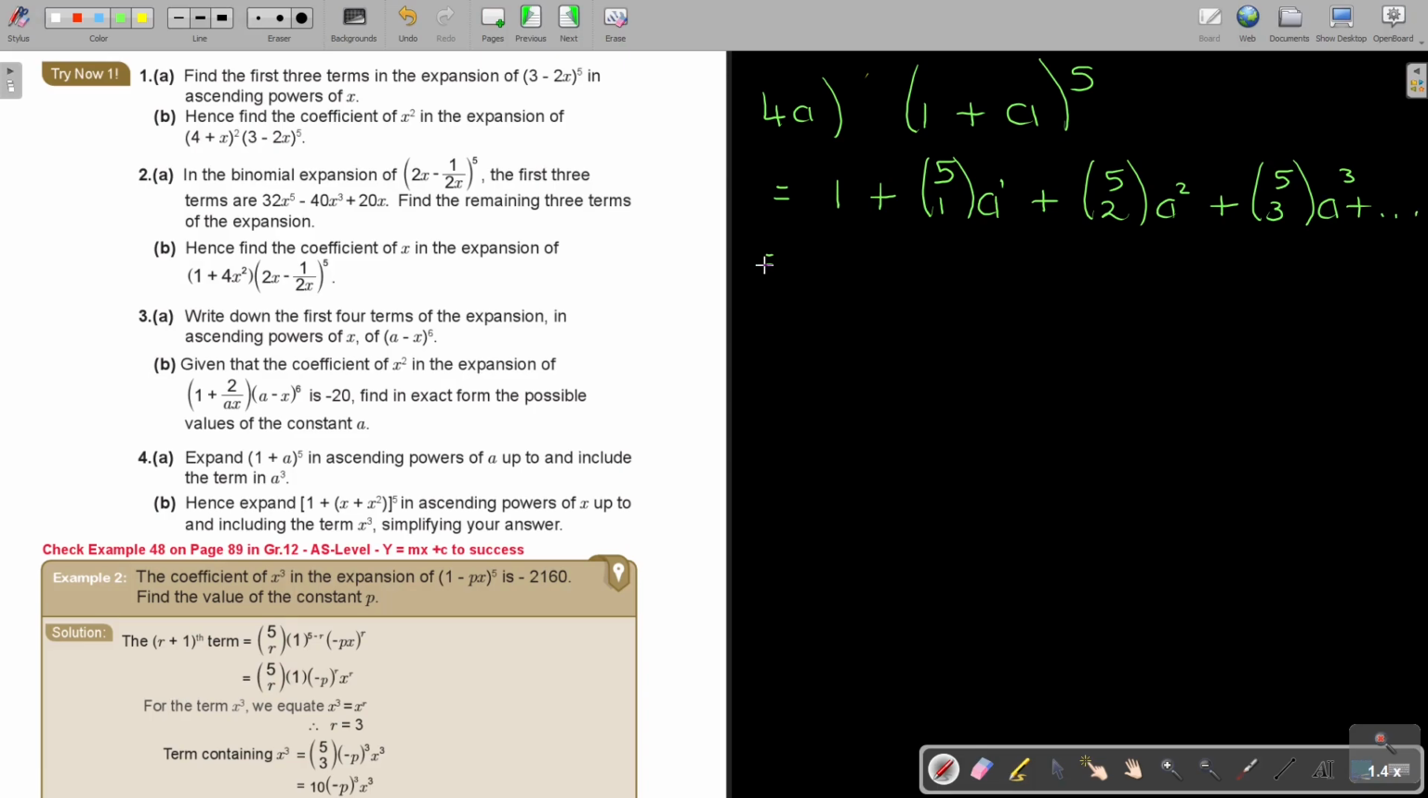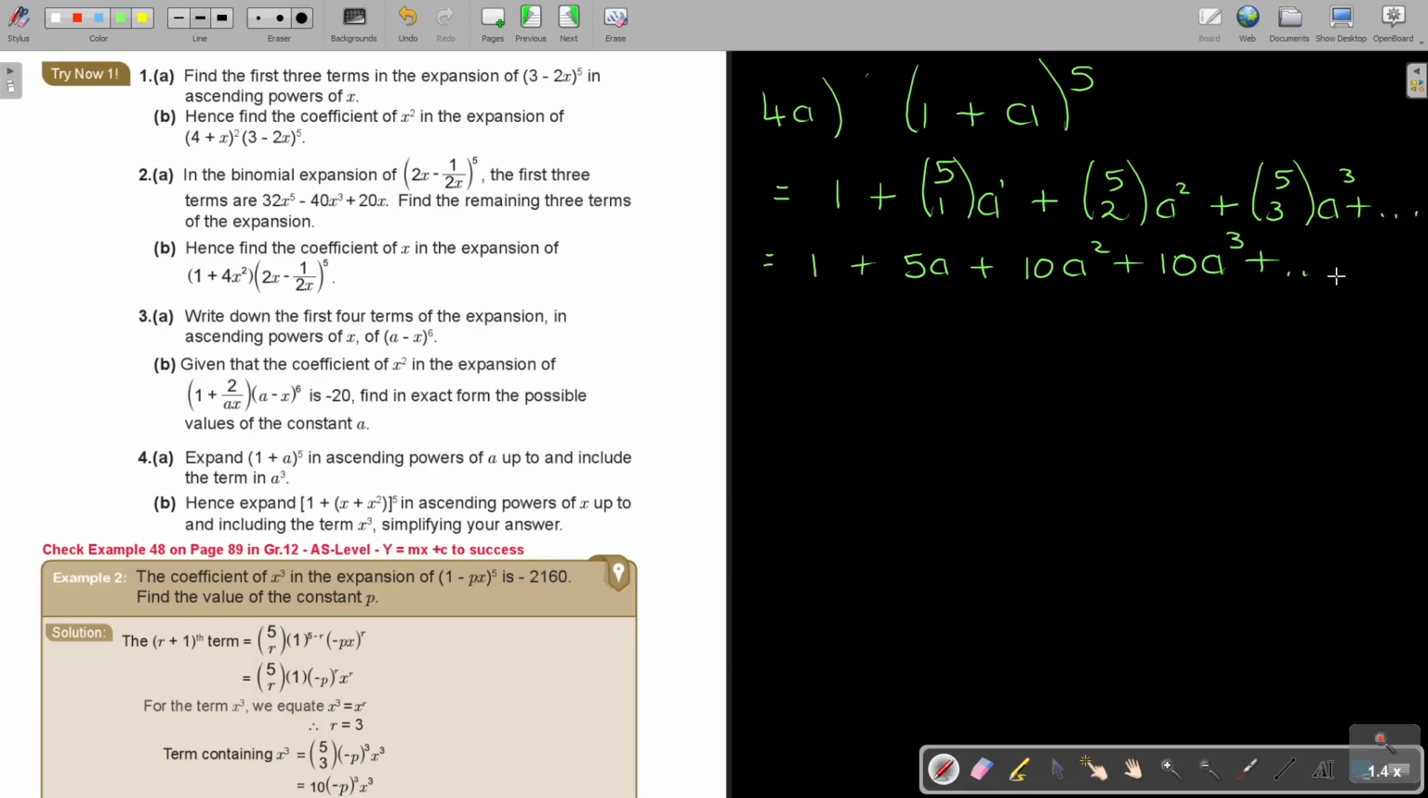If I simplify this, remember 5 press the nCr 1, and that's 5a, plus 5 nCr 2, that's going to be 10a², plus 5 nCr 3, also 10a³. Remember they said to include that one. So that was part A.